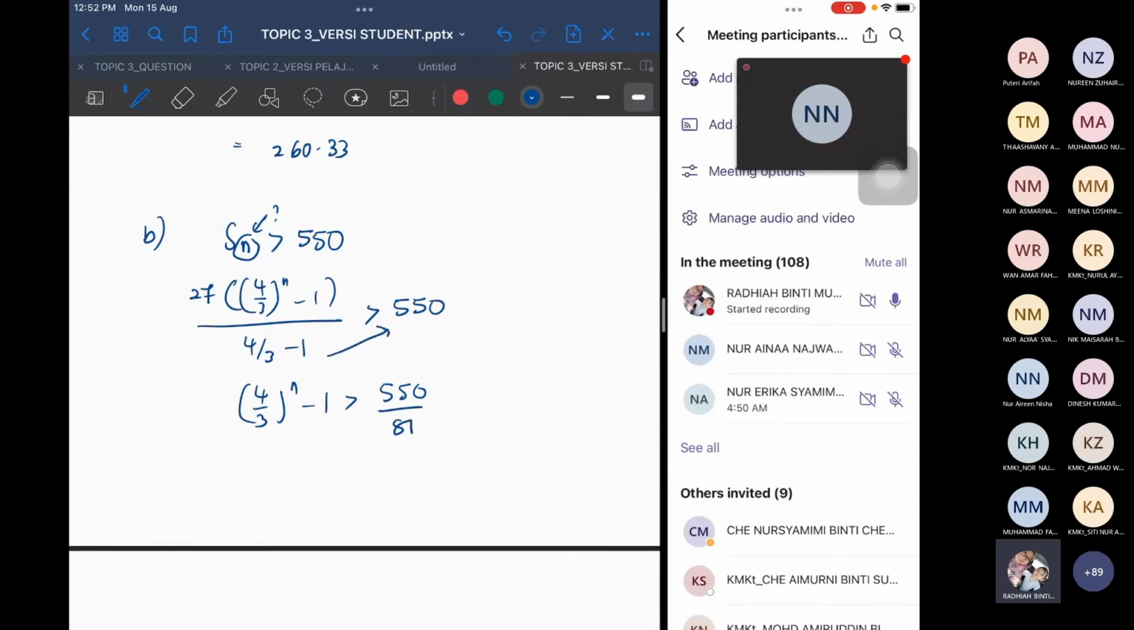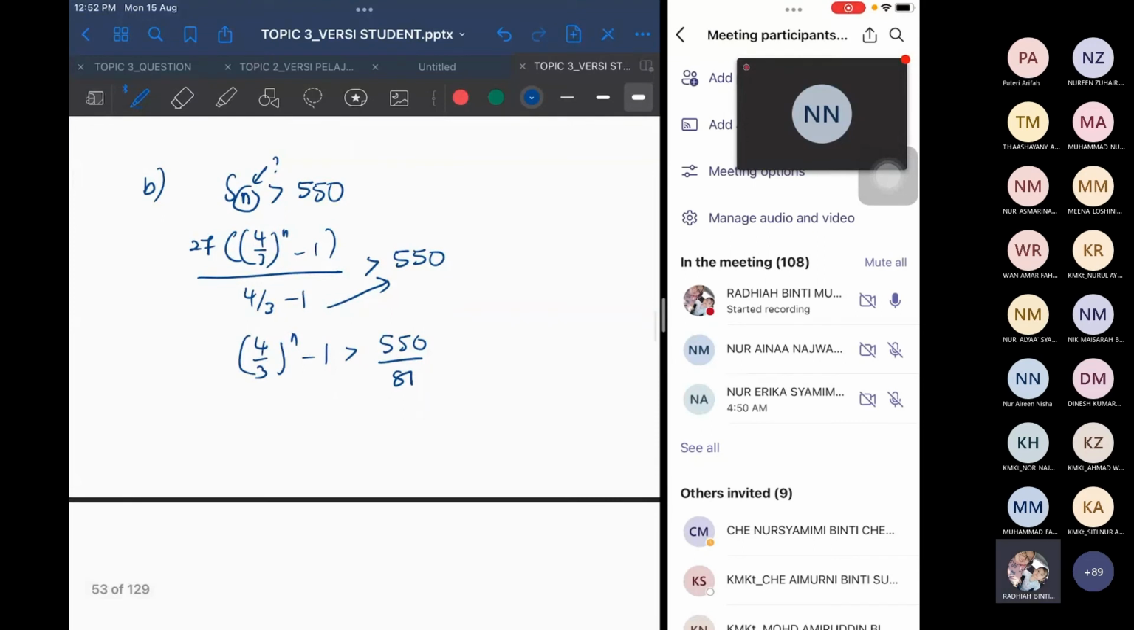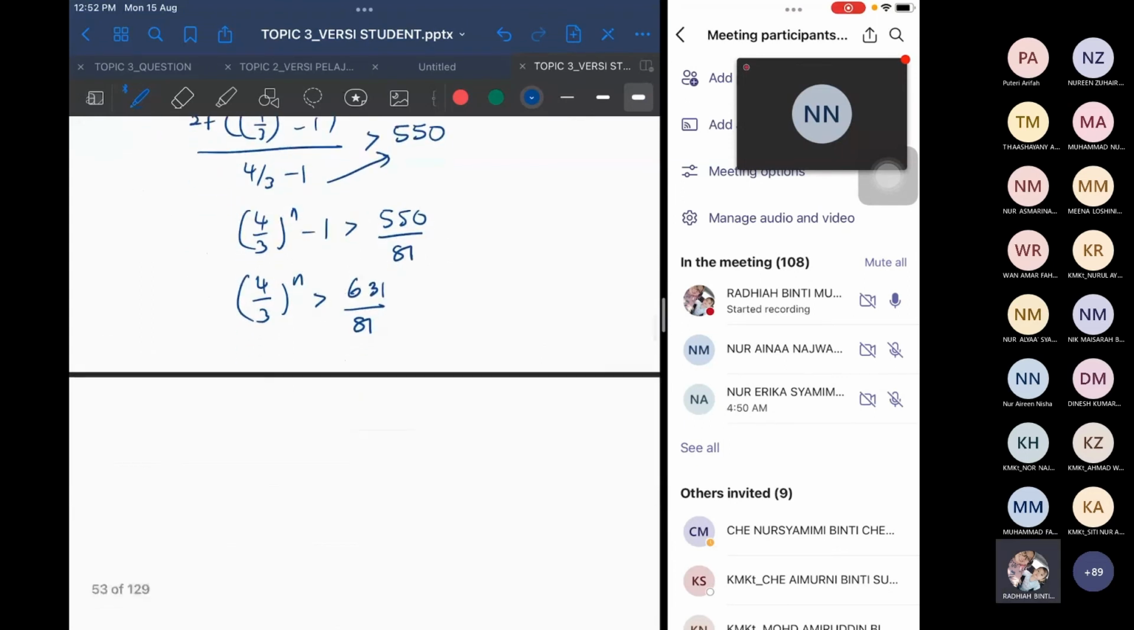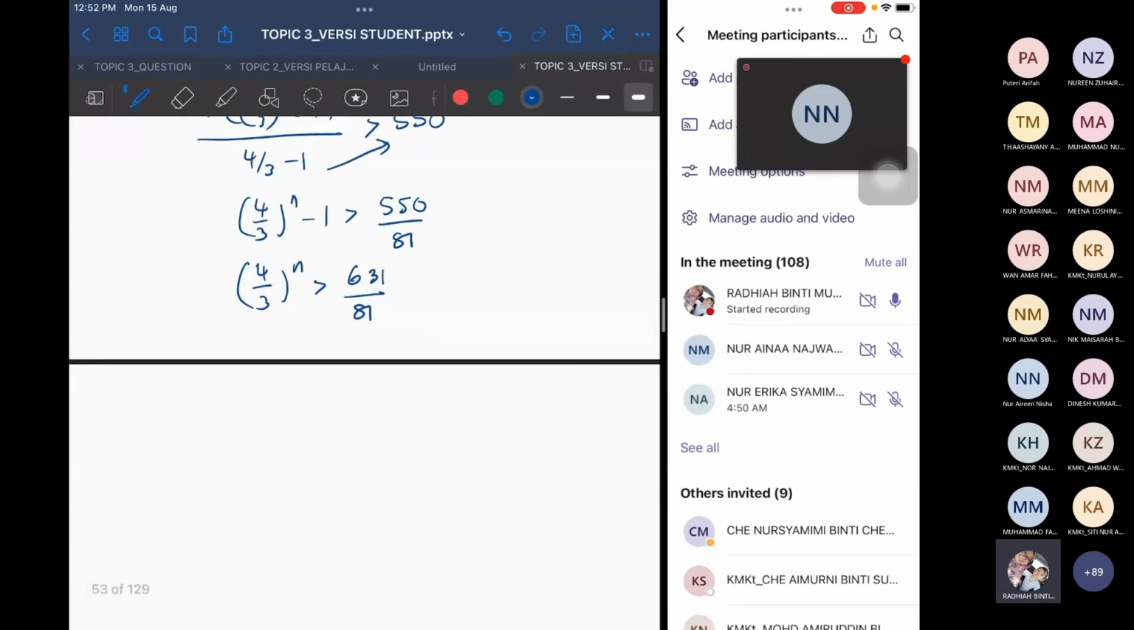Maksudnya bila awak nak solve ni, awak dah ada ni tu. So dapatlah yang tu. Lepas tu bahagi dengan 27, dapat 550/81. Okay, lepas tu 4/3 power of n. Okay, so satu tu pindah, awak akan dapat greater than 631 divide by 81. Okay. So, hak ni kita tak boleh nak jadi 4/3. Maksudnya tak boleh nak compare lah kan. So, bila tak boleh nak compare ni kelas, macam soalan yang sebelum ni. Okay, so bila tak boleh nak compare, hak ni kita kena taking log both side.